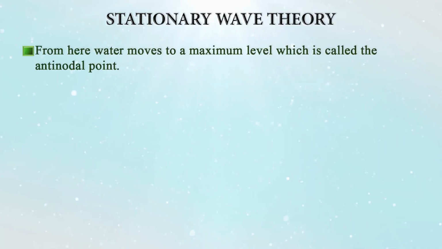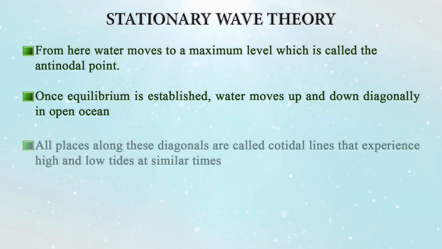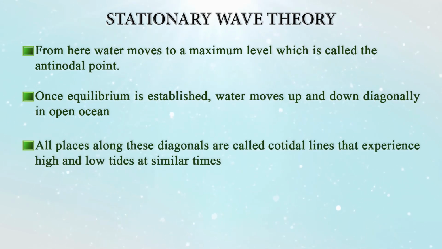water oscillates around these points. Water movement is nil at the central nodal point, which has zero wave height. From here water moves to a maximum level, which is called the antinodal point. Once equilibrium is established, water moves up and down diagonally in open oceans. Water will move like this. All places along these diagonals are called co-tidal lines. So there are several amphidromic points and water is moving diagonally towards the coastal area from these amphidromic points. All these diagonal lines represent the co-tidal lines.